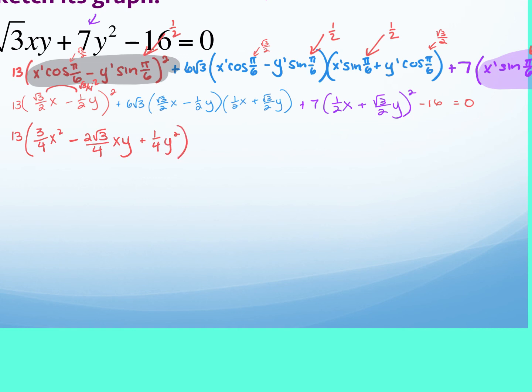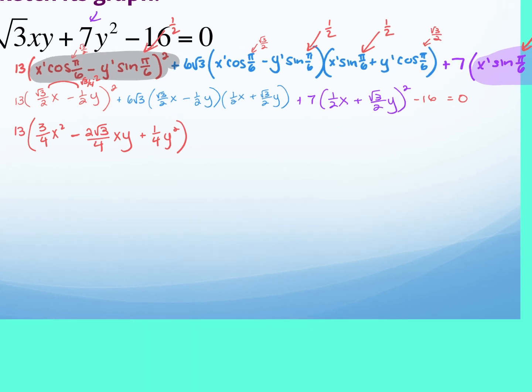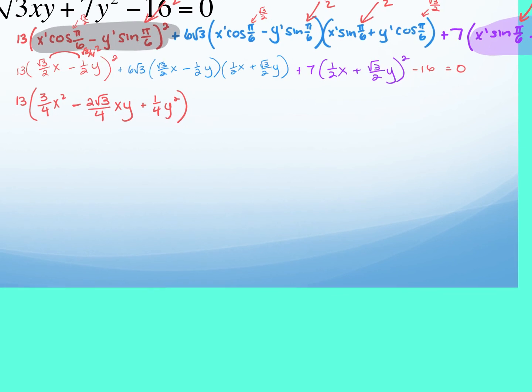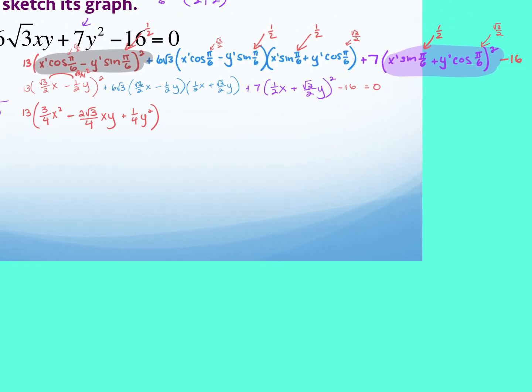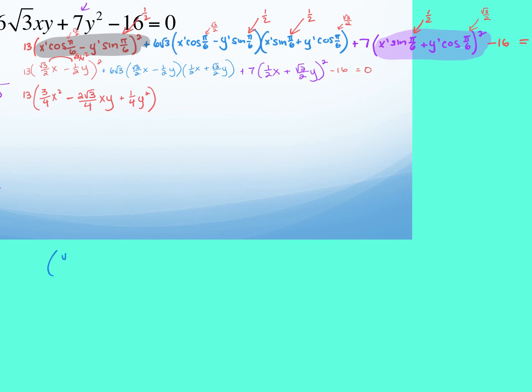That's just the first one. That was just the first one. We didn't even distribute the 13 yet. The second one is not a shortcut, so I'm actually going to FOIL it off to the side. Root 3 over 2x minus 1/2 y, times 1/2 x plus root 3 over 2y.